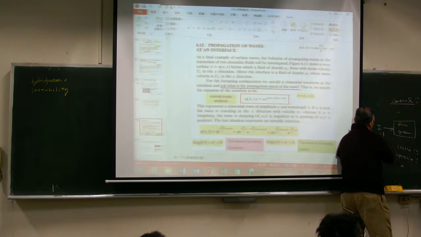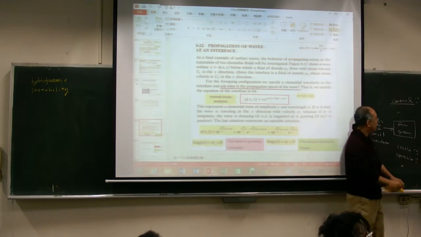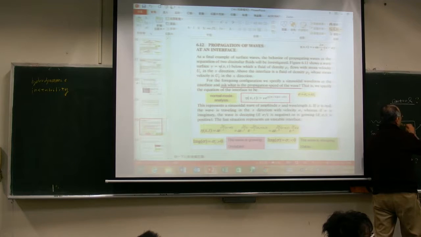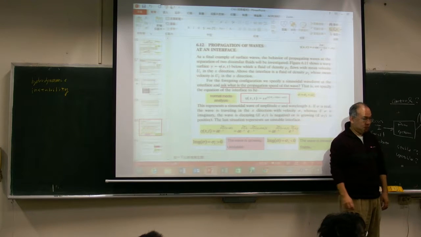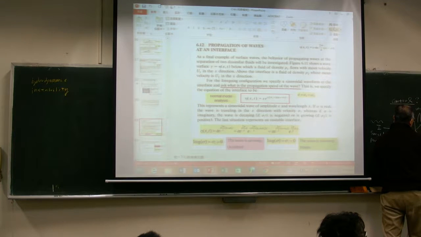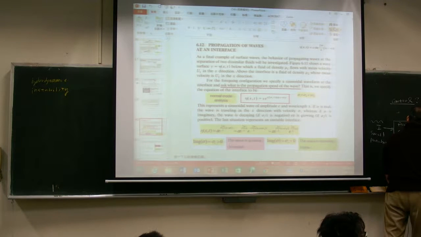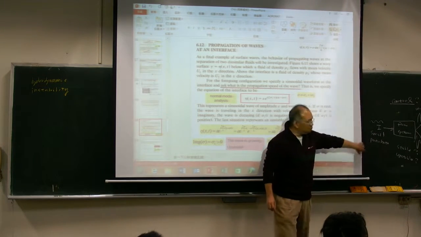And try this small perturbation on the flow system, and evaluate what happens if this small perturbation eventually becomes like this. So this is unstable. If it eventually becomes like this, this is stable. Okay, so that's the concept for hydrodynamic instability.